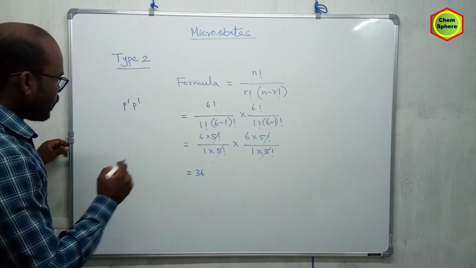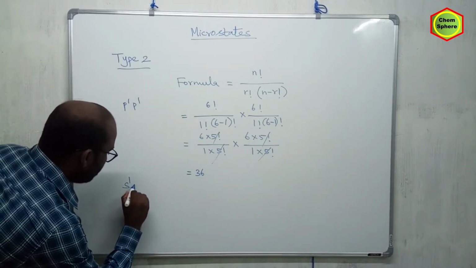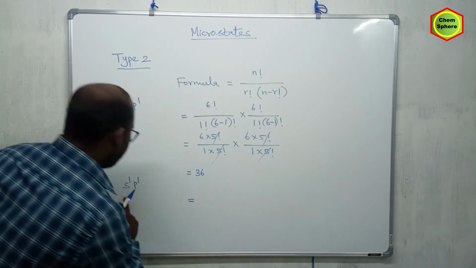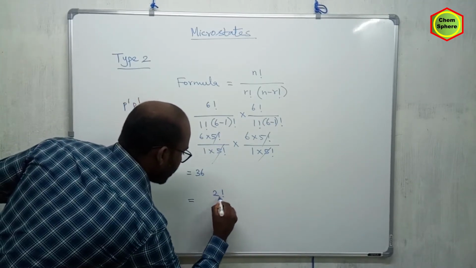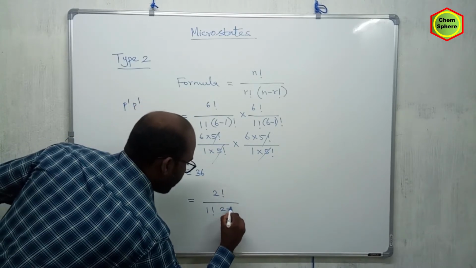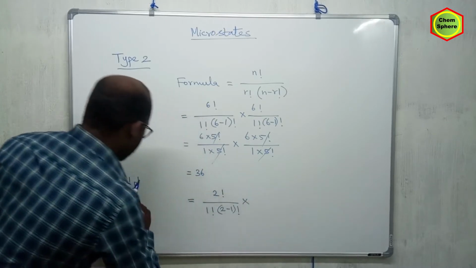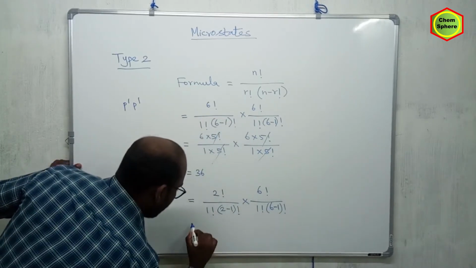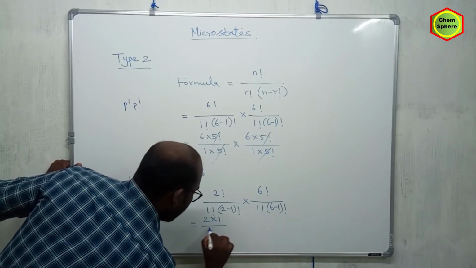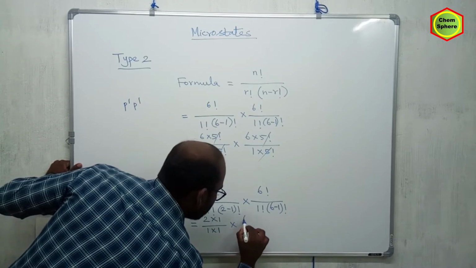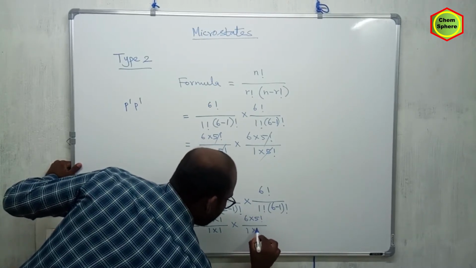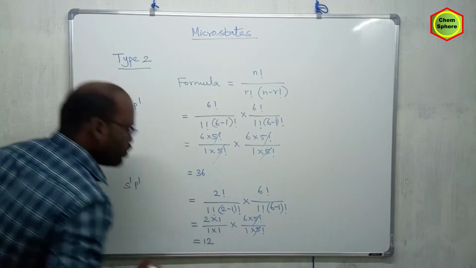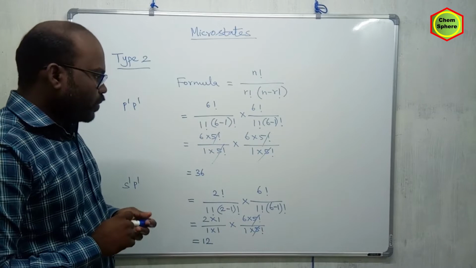Let's take another example. s1 p1. What is the total number of microstates? s means 2, 2 factorial divided by 1 electron, 1 factorial, 2 minus 1 factorial, into 6 factorial divided by 1 factorial, 6 minus 1 factorial. 2 into 1 divided by 1 into 1, into 6 into 5 factorial divided by 1 into 5 factorial. 5 factorial cancel. 6 into 2, 12. 12 is the total number of microstates.